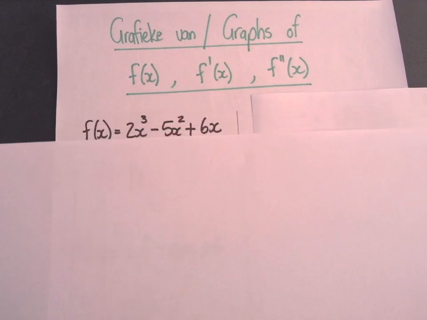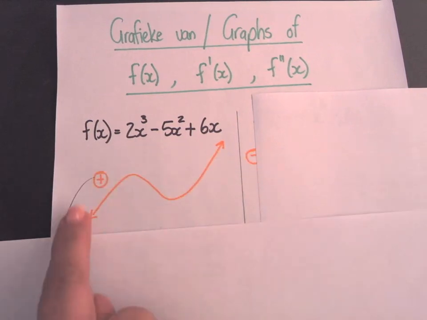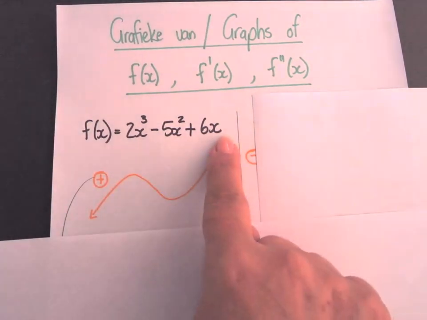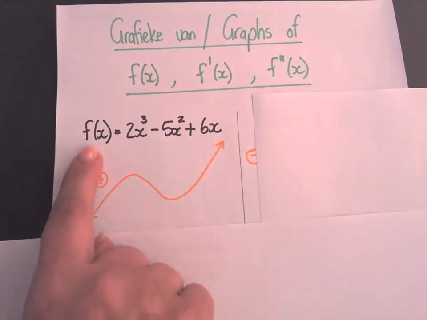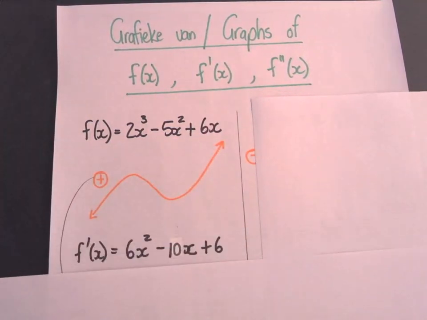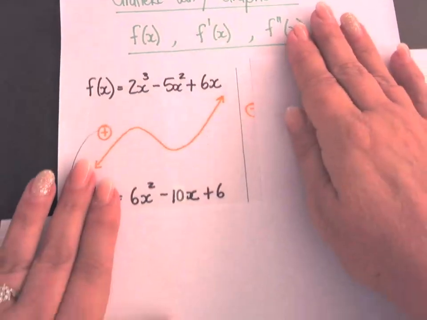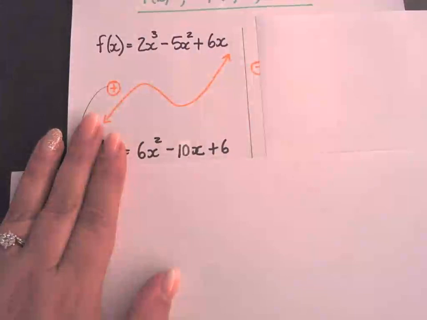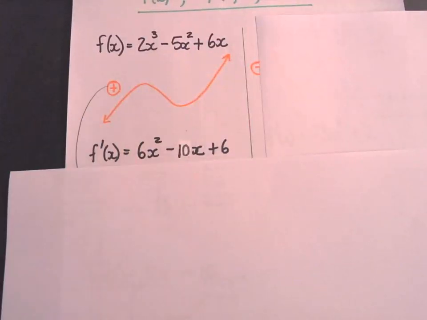Okay. Let's say I give you that cubic function. What form is that? Positive or negative? Positive. So it's a positive cubic function. If you take the first derivative, what type of function is that? Parabola. And is it positive or negative? Positive.